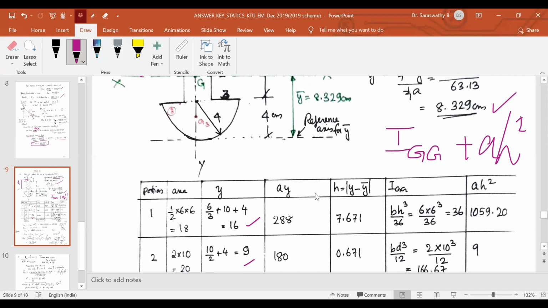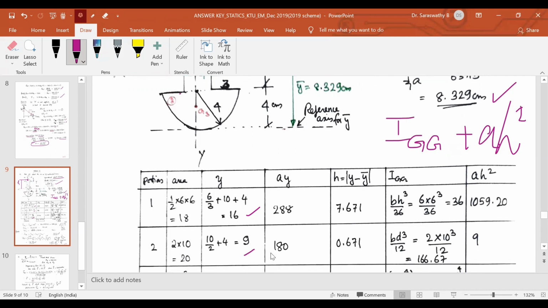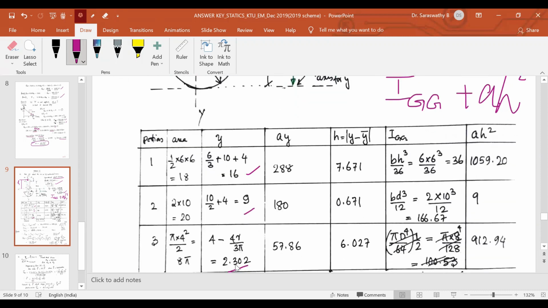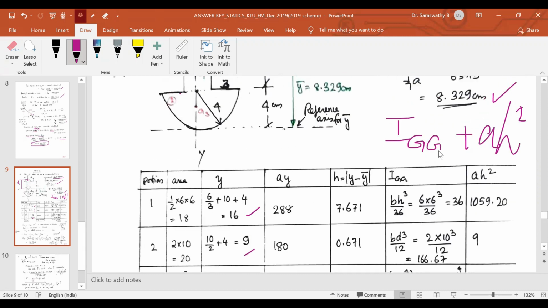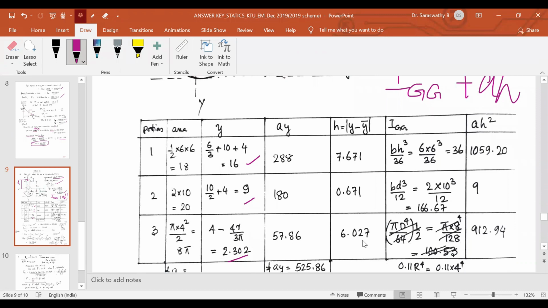Y1 minus y bar. Similarly, for the second figure, it is 9 minus 8.329. For the third figure, 2.302 minus 8.329. So it is negative, so I have taken the absolute value only. Okay, this is how you get h.